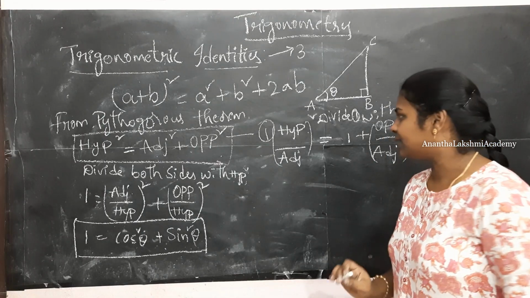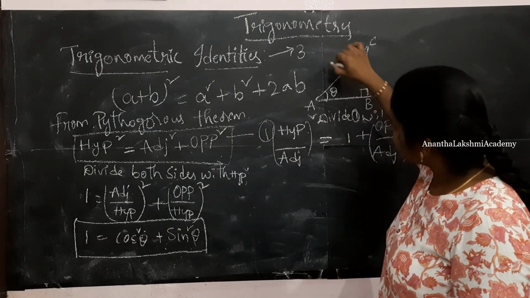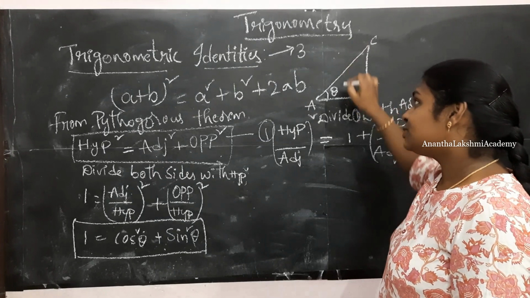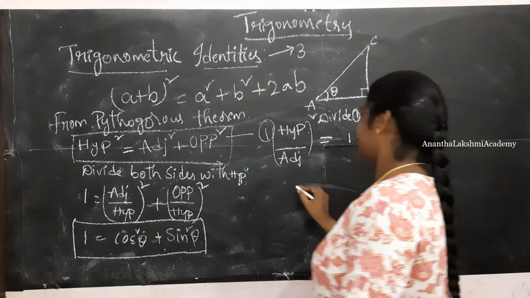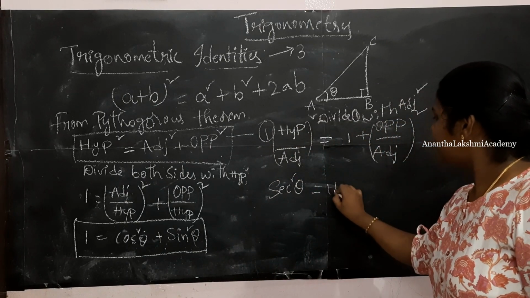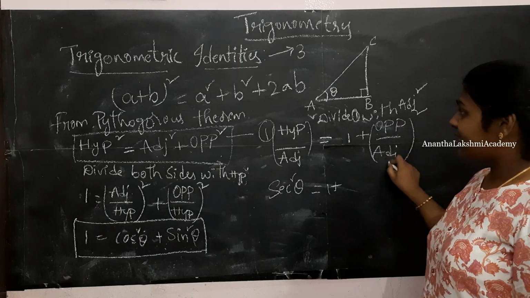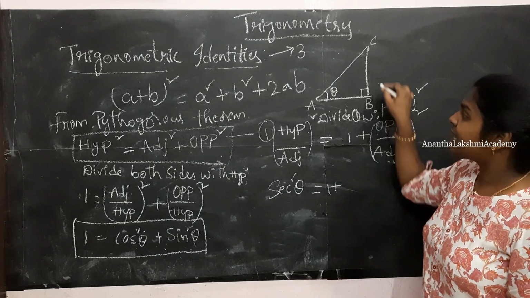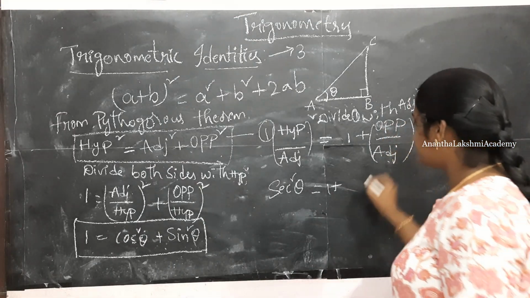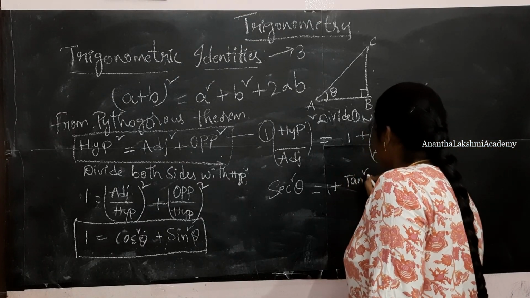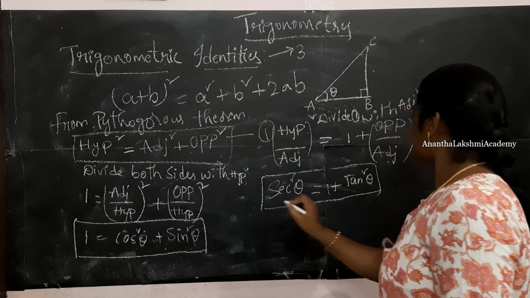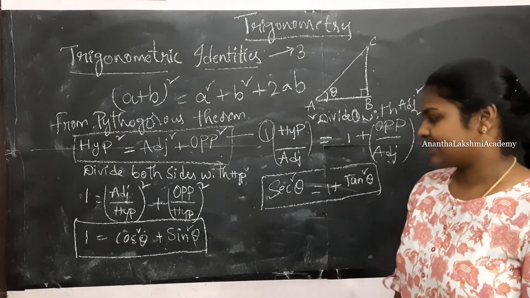Alright, that's what we have done. So, what is hypotenuse by adjacent? Adjacent by hypotenuse is cos. Hypotenuse by adjacent is secant, right? This is nothing but secant square theta is equal to 1 plus, what is this? Opposite by adjacent. What is opposite by adjacent? Opposite by adjacent is nothing but tan. Since there is a square associated, it becomes tan square theta. The next trigonometric identity is secant square theta is equal to 1 plus tan square theta.